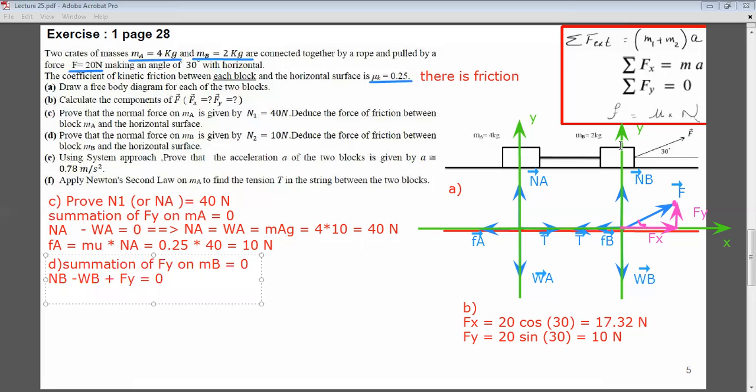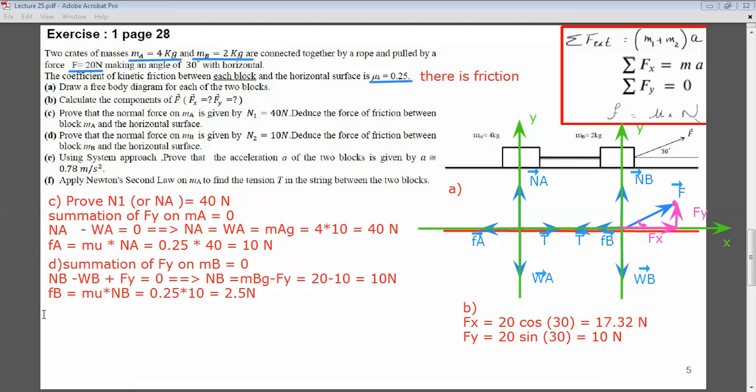This is equal to 0, so NB is equal to WB, which is MBG, minus Fy. MB is 2, times G, 20, minus Fy, 10, which is equal to 10 Newtons. Okay, deduce the force of friction. Again, the force of friction is equal to mu times NB. This is equal to 0.25 times 10, which is equal to 2.5 Newtons.